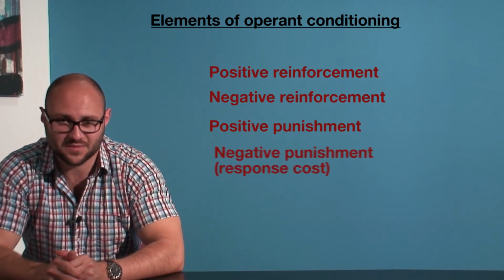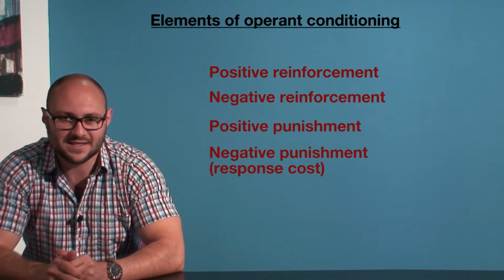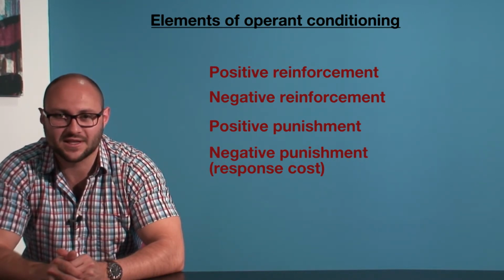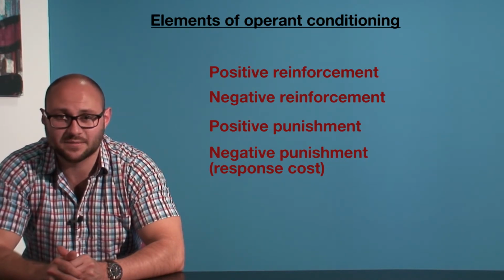Comparatively, negative punishment, also known as response cost, sees a pleasant stimulus being taken away in order to make a behavior less likely in the future. So if you really like sport but are banned from playing sport after being rude to your parents, a pleasant stimulus is taken away from you.